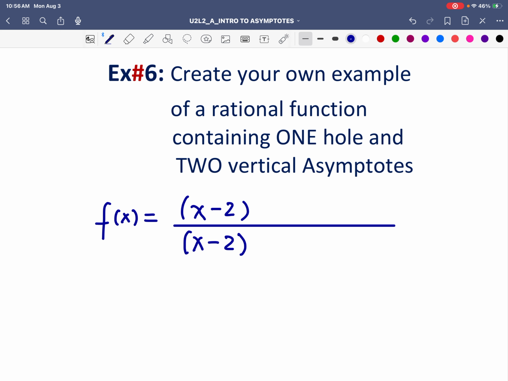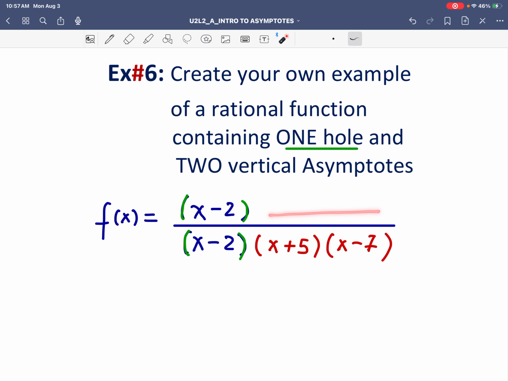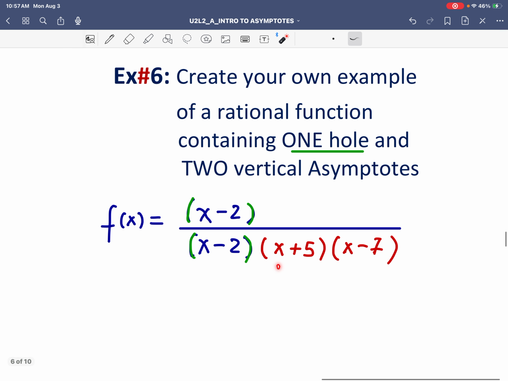So here we go. I made this by giving both numerator and denominator the same factor. Now, for vertical asymptotes, we still need to have 2 vertical asymptotes. In this case, I'm going to choose x plus 5 and x minus 7. Now, it is up to you if you want to add something else to the numerator. It doesn't really matter. It won't affect the vertical asymptotes. You can add a constant number here. You can add a polynomial function of whichever degree you prefer.